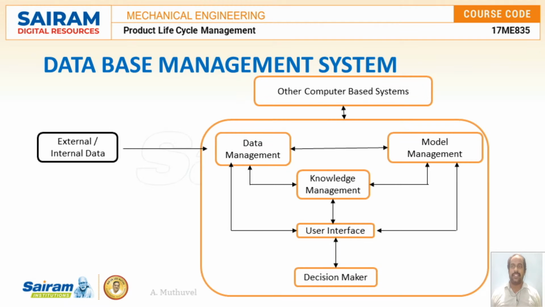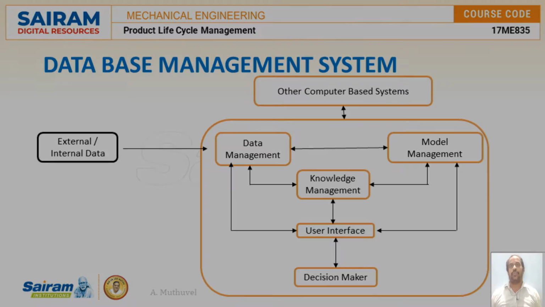So we need external and internal data. Other than that, we need computer-based systems, and we need data management and various model management. That is nothing but the different types of models available for making the decision. Based on that, knowledge management will be there, and a user interface will be there for the decision makers. So this data will be useful for making the decision for a new product.